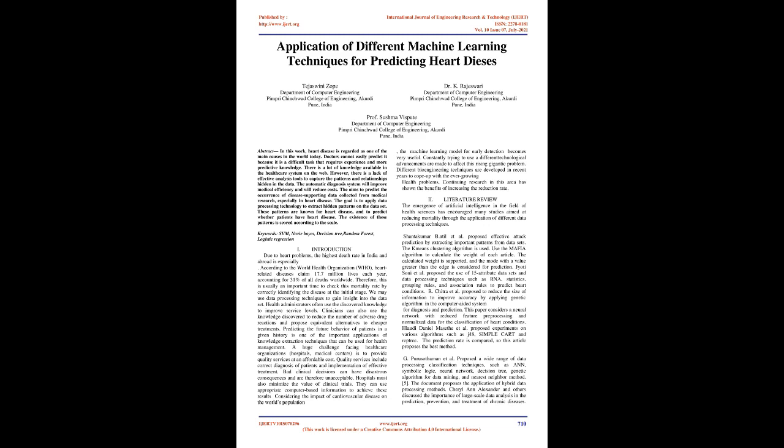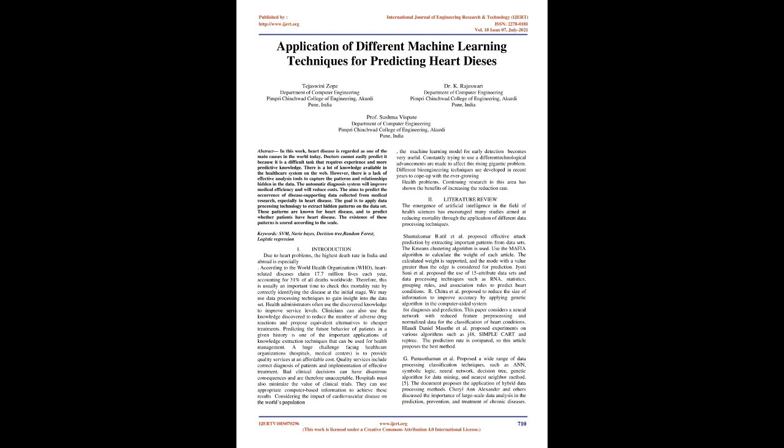Considering the impact of cardiovascular disease on the world's population, a machine learning model for early detection becomes very useful. Technological advancements are constantly being made to address this rising gigantic problem. Different bioengineering techniques have been developed in recent years to cope with ever-growing health problems. Continuing research in this area has shown the benefits of increasing the reduction rate.